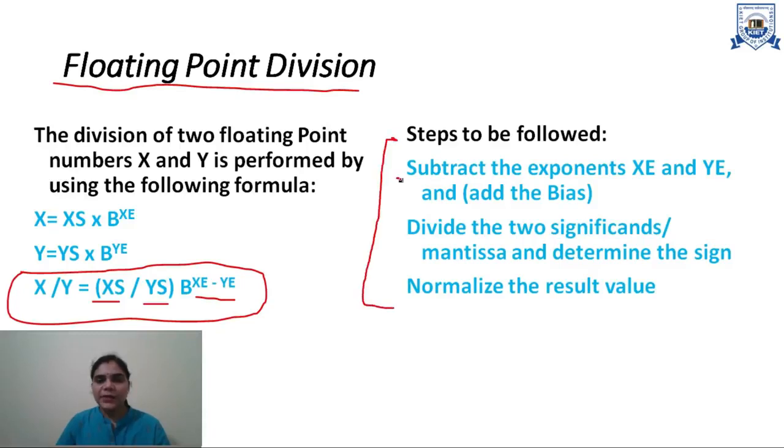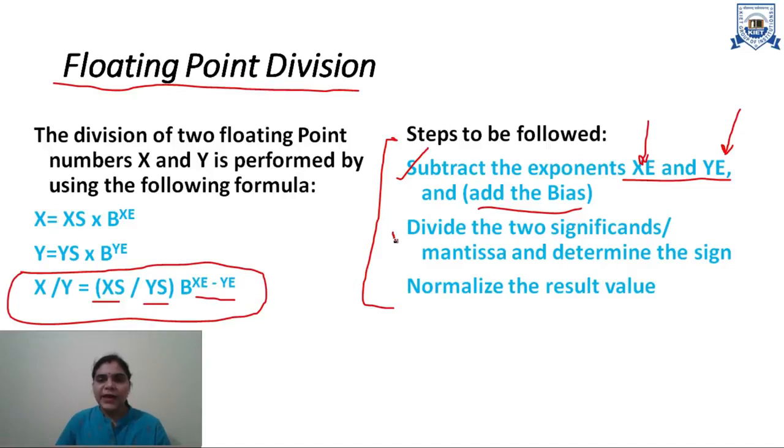First, subtract the exponents xe and ye and add the bias, because it has the bias value included in floating point representation. When we subtract the exponents, the bias value will be cancelled out. So to represent in floating point, we will have to add the bias value.